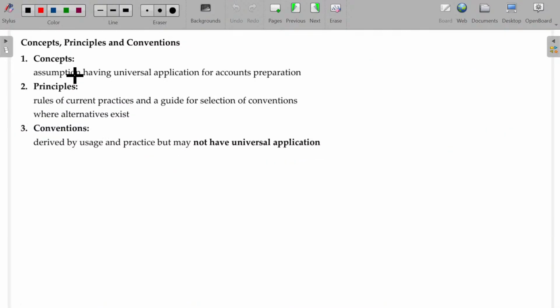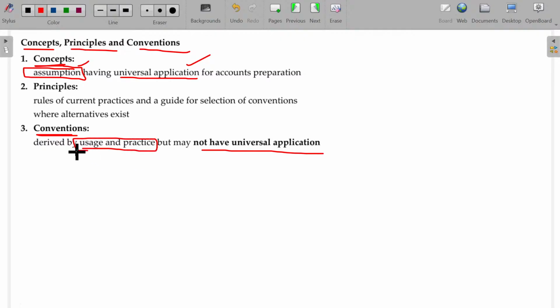Now let's start with the concepts: concepts, principles, conventions. Concepts are nothing but assumptions having universal application for accounting preparation. Universal application. This is an assumption only, but it is followed by all the accountants in the various industries. Clear. Now, what about the conventions? These are also assumptions that do not have universal application, but usage and practice confirm them.